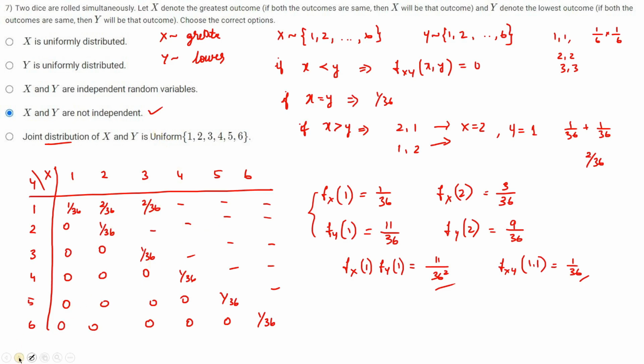So the next question: let x and y be IID uniform on -1, 0 and 1. Find the value of P of x equal to 0 given that modulus x plus y is equal to 1. Okay, so the given probability is nothing but the probability of x equal to 0 comma mod x plus y is equal to 1, whole divided by the probability that mod x plus y is equal to 1.